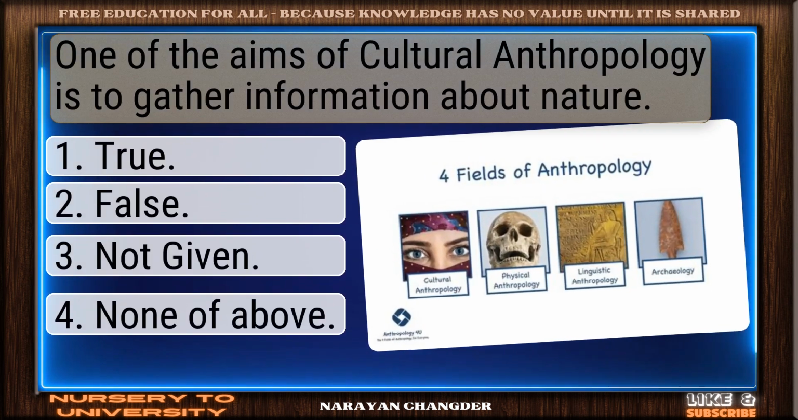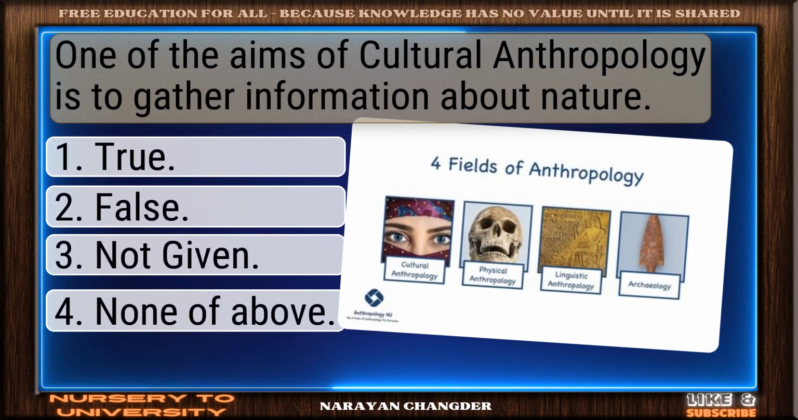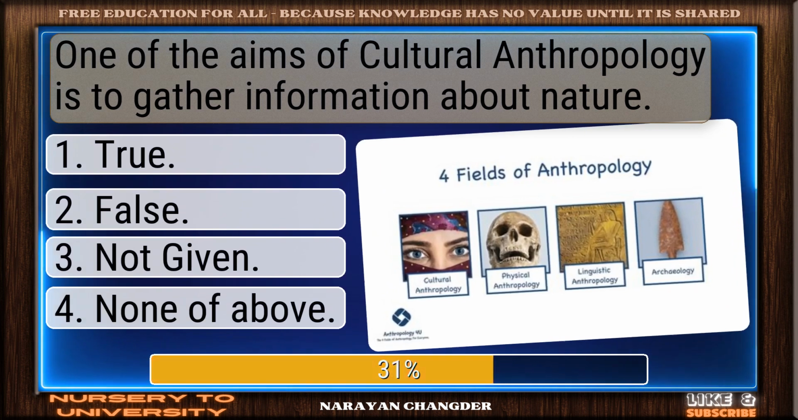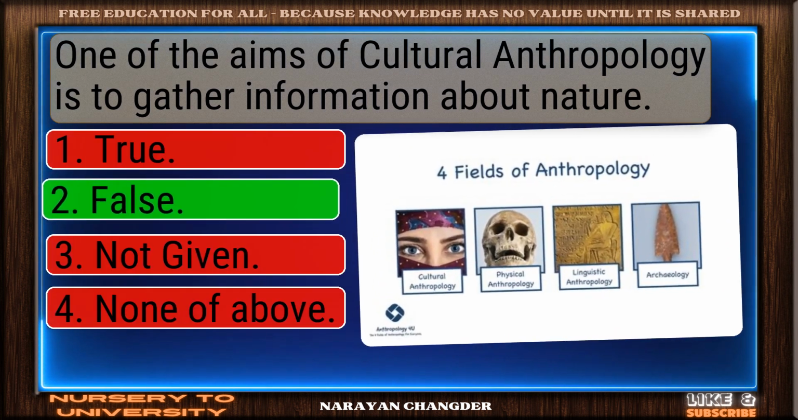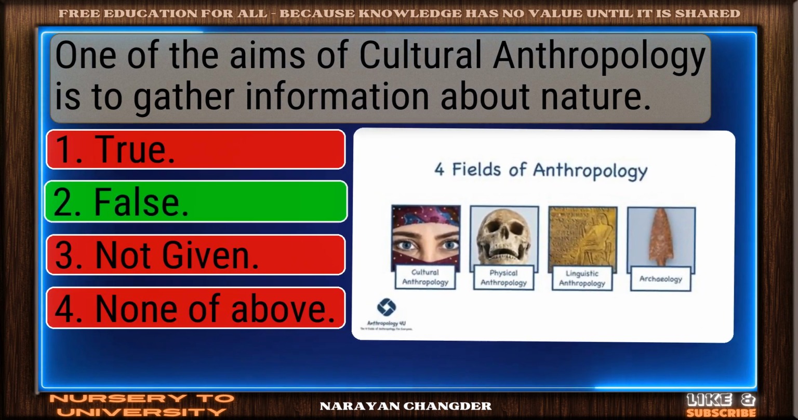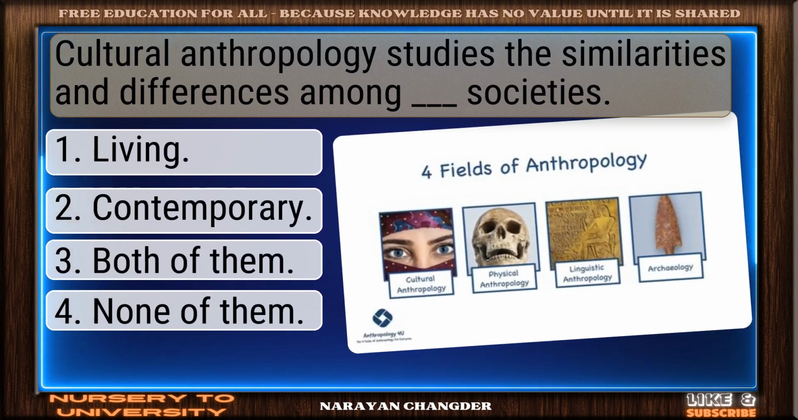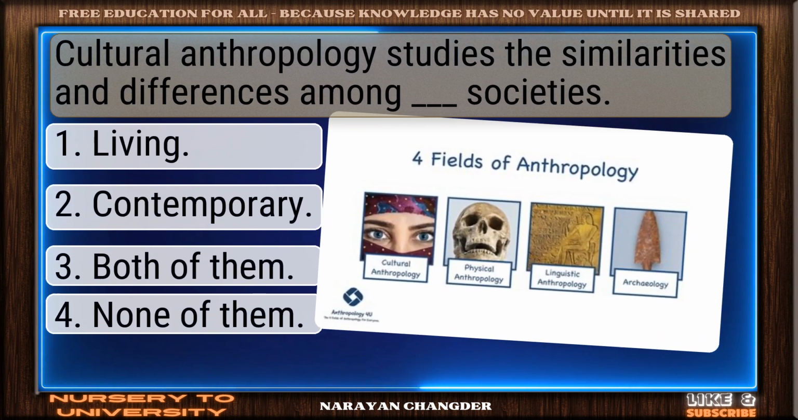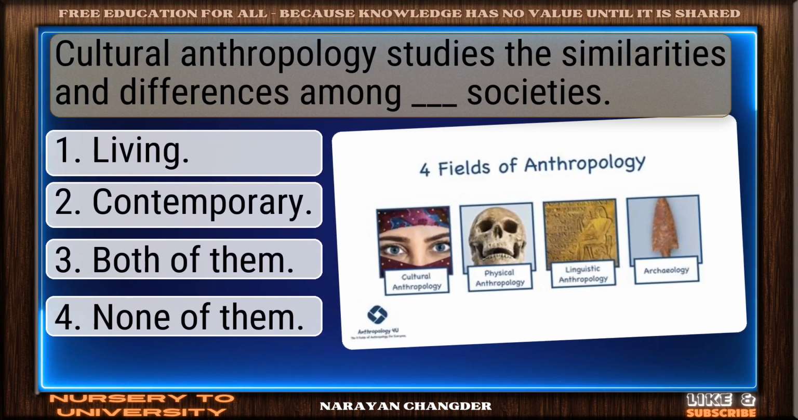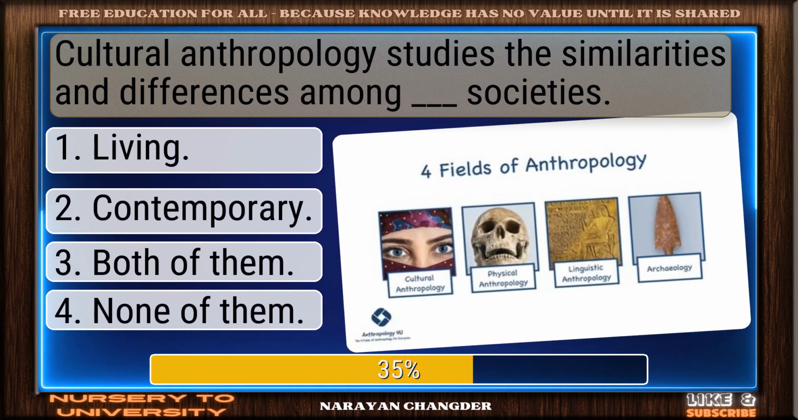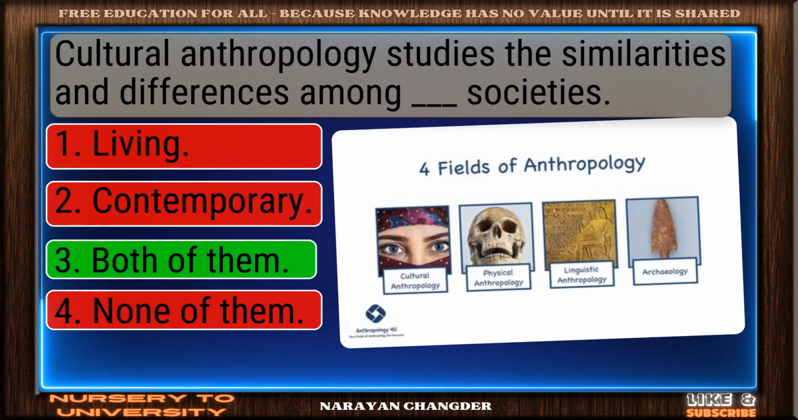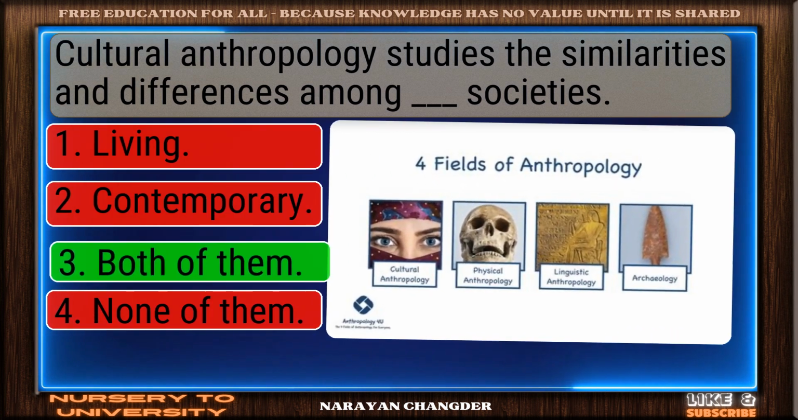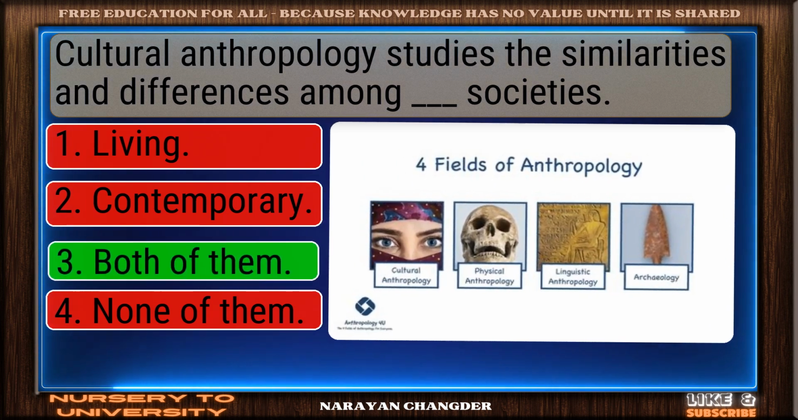One of the aims of cultural anthropology is to gather information about nature. You chose false? And it is correct. Cultural anthropology studies the similarities and differences among dash societies. Nice selection. Both of them is the correct and valid answer.